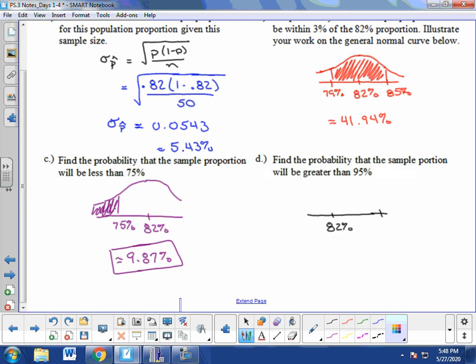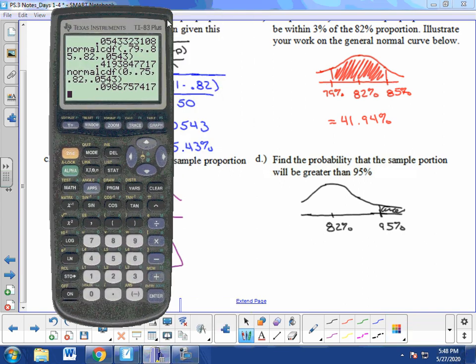Okay, so hopefully you have an answer. Here I am drawing up the curve. Again, it's just an illustration, so it doesn't have to be exactly perfect. So we want to know what's the chance, basically, what is the probability that our sample of 50 seniors is going to show that over 95% of the seniors have a cell phone.